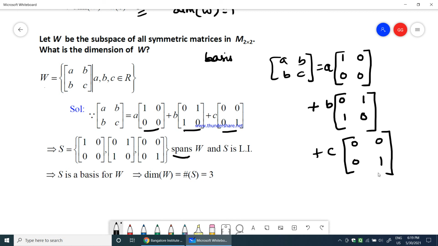Now what would be the dimension? You got three basis matrices here. Therefore the dimension is 3, because of the three different basis elements that we have got. So this would be another problem which you can see in terms of matrices.